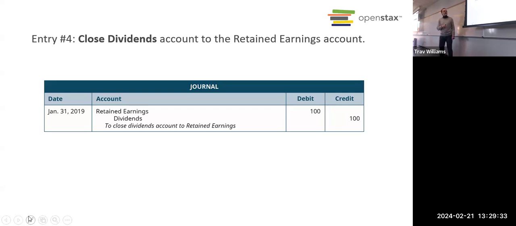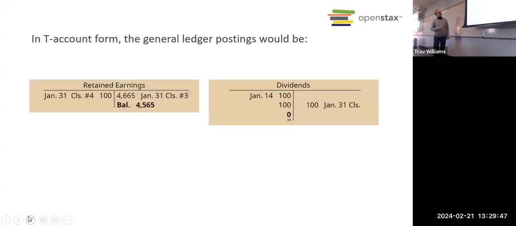Okay. Step 4 will always look like this. It's always going to be a debit to retained earnings, credit to dividends, unless the company did not pay out any dividends, and then you just skip step 4. Okay. So here we previously had a credit balance in retained earnings of $4,665. We just reduced it by $100 because of the dividends. So our final balance in retained earnings is $4,565. And we're done with the 4-step closing process. Okay. That's step 8.